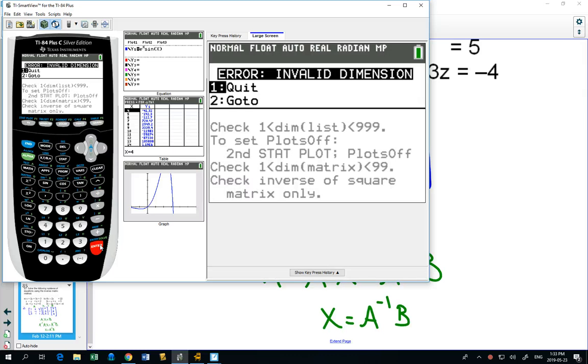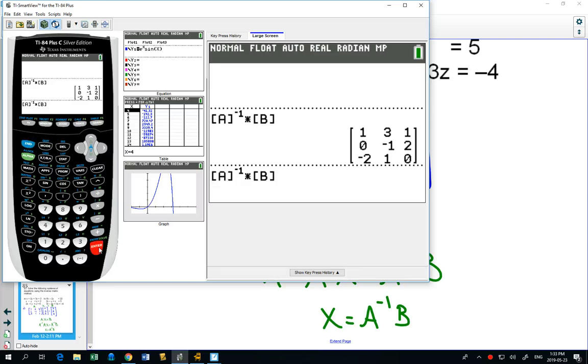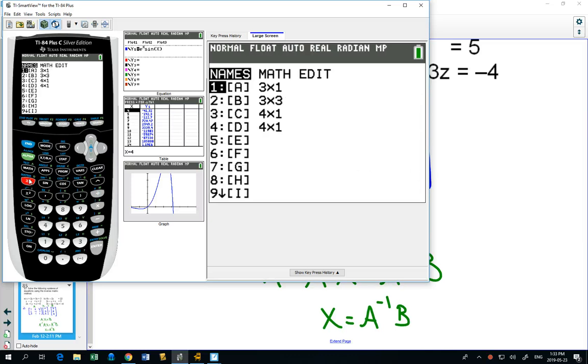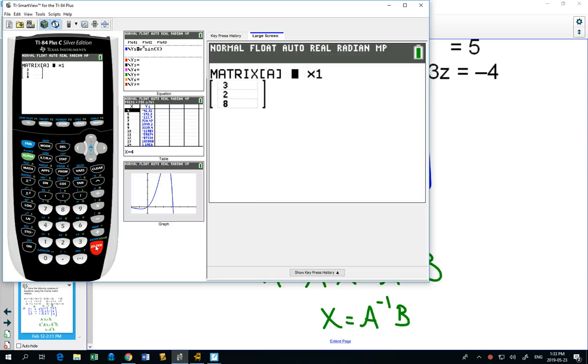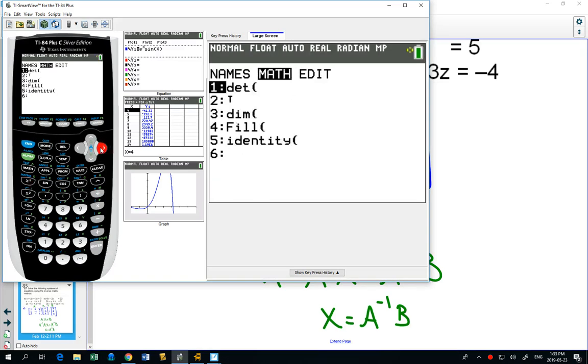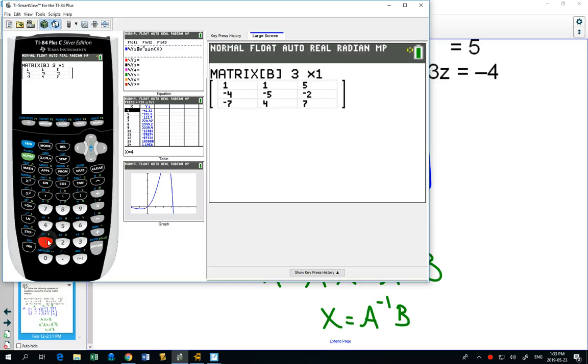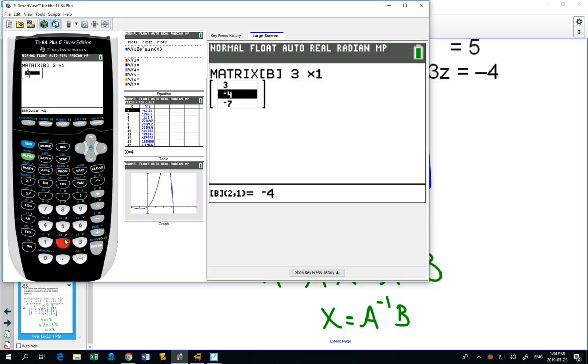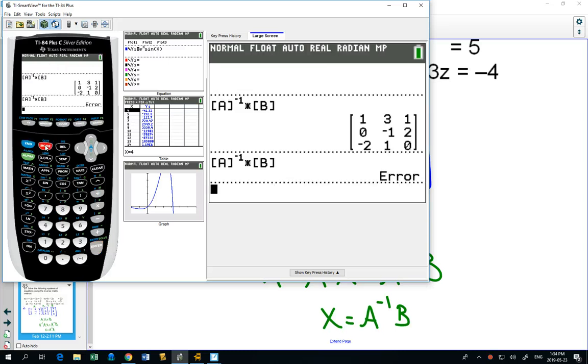Uh-oh. Invalid dimensions. So we have to check, did I type something in wrong in my matrices? Quit. Second matrix. Matrix A was a 3 by 3. How did I make it through? Did I think I went to matrix B and typed in? Oh, 3 by 3. Yes, there it is. That's matrix B. So I have to retype matrix A, 1, 2, 3, 1, negative 1, 1, 2, 1, 1. Second quit. Second matrix. Edit matrix B to be the 3 by 1: 3, 2, 8. And now when I go A inverse B, it should work.